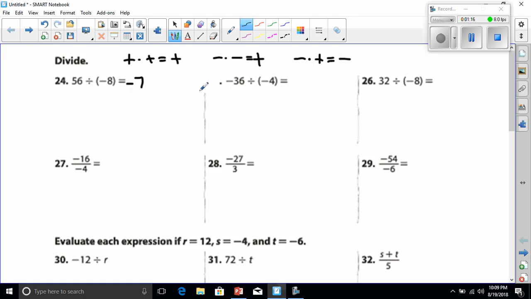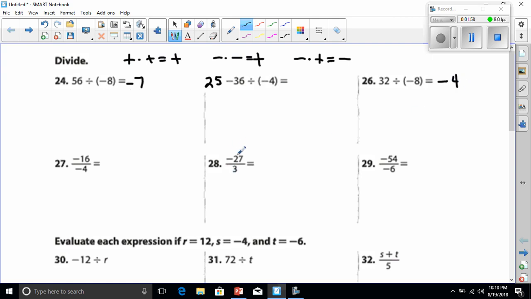All right, let's go ahead and try number 36. I'm sorry, we're working on 26, and this would have been number 25. Don't know why that didn't show up, but I'll put it in there. Number 26 states 32 divided by -8. Well, we know that's going to leave us a negative number because a positive divided by a negative makes a negative number. So 32 divided by 8 is 4, so our answer would be -4.